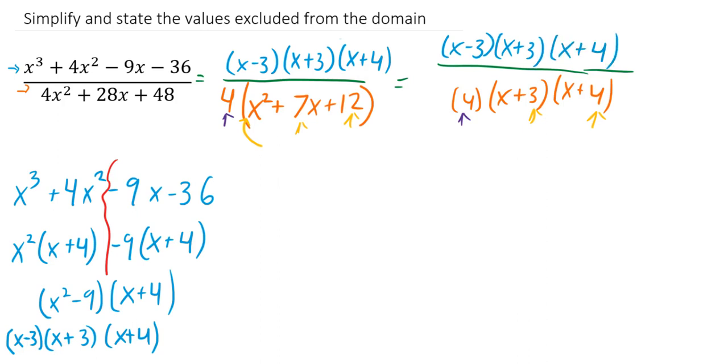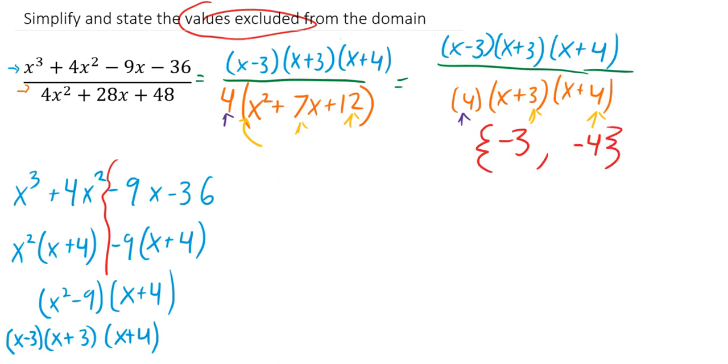So now, what are my values excluded from the domain? Negative 3 is one of the zeros in my denominator, so it's excluded from the domain. If I plugged it in, it would make something divided by 0, so that can't happen. Negative 4, I'm not allowed to plug in for x. It's a 0 of my denominator. If I plug it in, I get something over 0. Can't happen. These are the two values excluded from my domain.